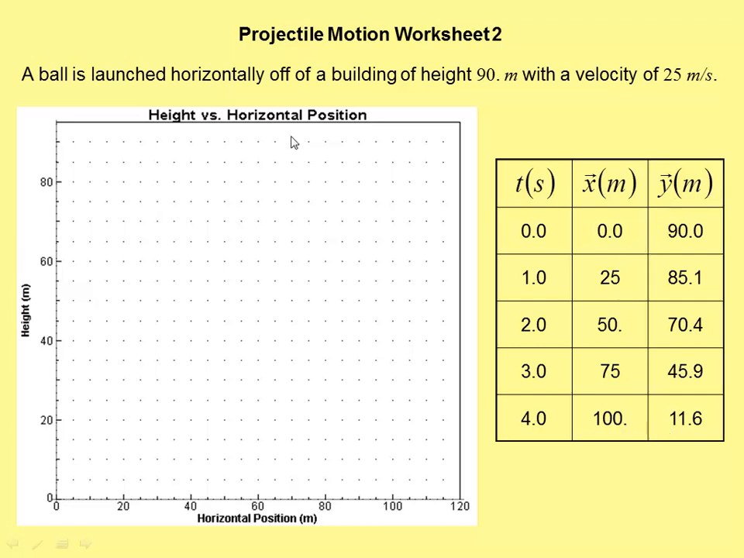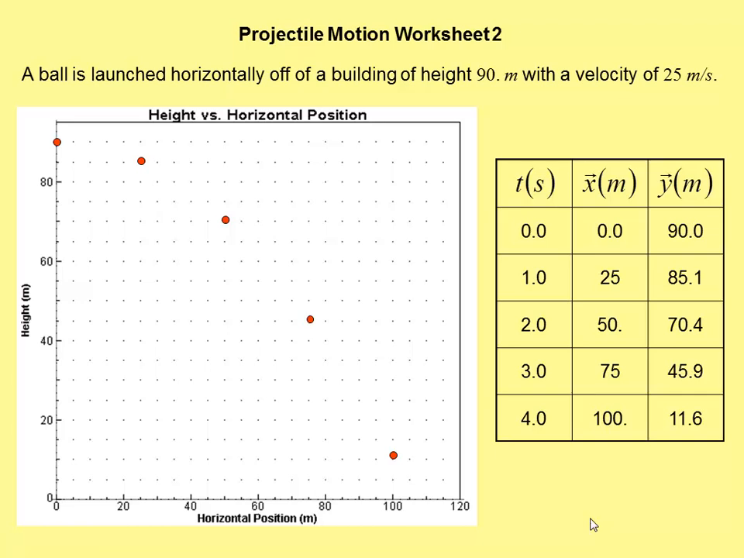So back on our graph, this is a graph of height or vertical position versus horizontal position. This is like the movie in Logger Pro, not one of the time graphs. It's an actual path of the projectile. It's, in other words, a two-dimensional motion map. So if we graph our points, at 0 time, we're at 0, 90. Then we're at 25, 85.1, 50, 70.4, 75, 45.9, and 100, 11.6.